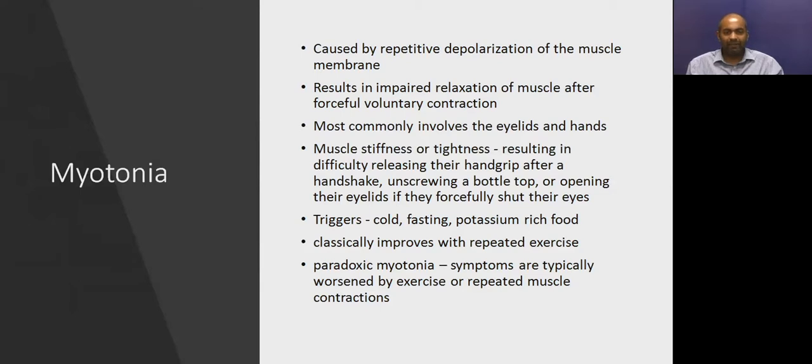For example, they have difficulty releasing their hand grip after they shake hands, or difficulty unscrewing a bottle top, or difficulty opening their eyelids if they forcefully shut their eyes. So this is a specific symptom which we should try and elicit, which points to a muscle localization. Various factors can trigger myotonia, like cold, fasting, and potassium-rich food. Classically, myotonia improves with repeated exercise. However, if it worsens with repeated exercise, it's called paramyotonia or paradoxic myotonia.